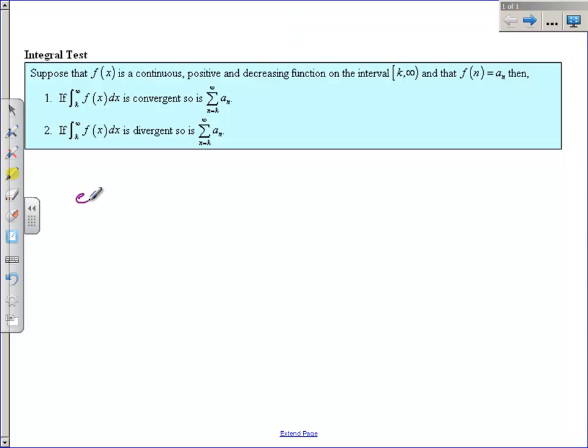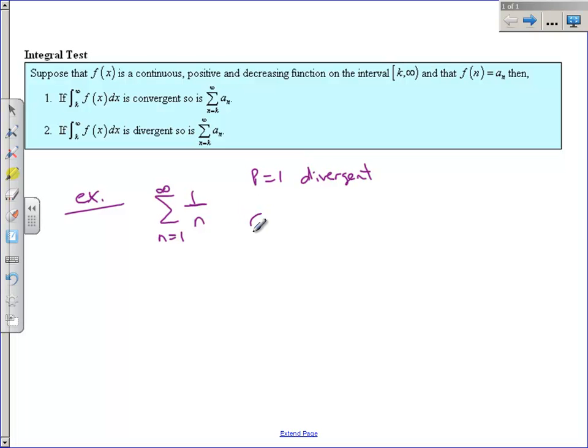So let's take a look at an example here. How about the summation from 1 to infinity of 1 over n? Now we already know that this is a p series with p equal to 1, which means that this should be divergent, because remember, p has to be larger than 1. But let's check it with the integral test.